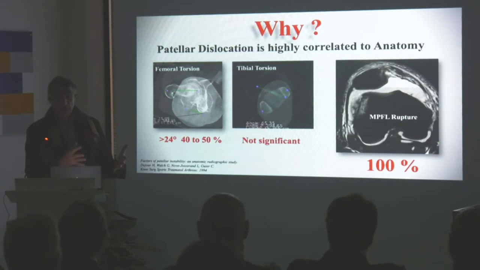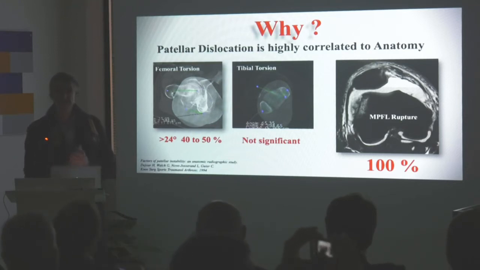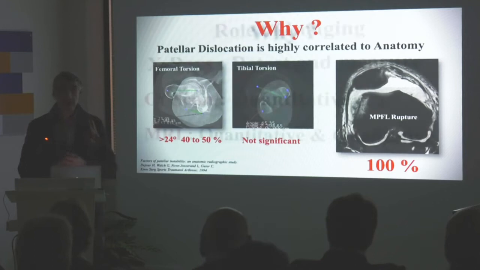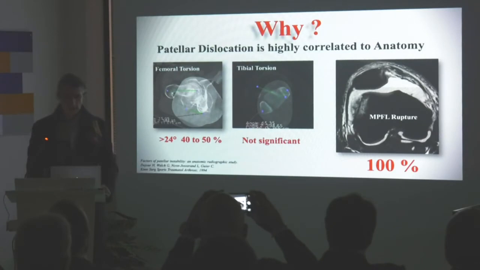If you go to the other abnormalities like the femoral torsion, yes, you can see that we can have some excessive femoral torsion between 40 and 50%, but we don't have any threshold. So we cannot say that if it's more than 25 degrees or 35 degrees or 45 degrees, it will be abnormal. The tibial torsion, not significant also. And the MPFL rupture, of course, in 100%, you have an MPFL rupture.